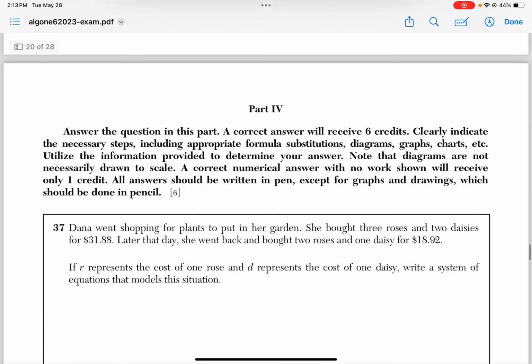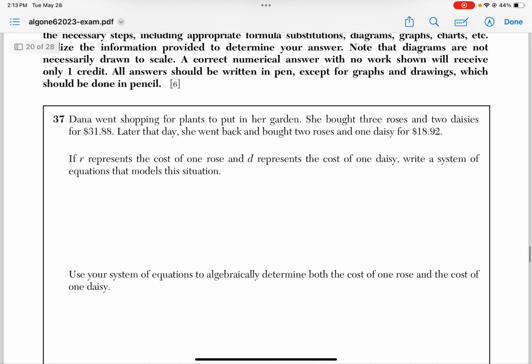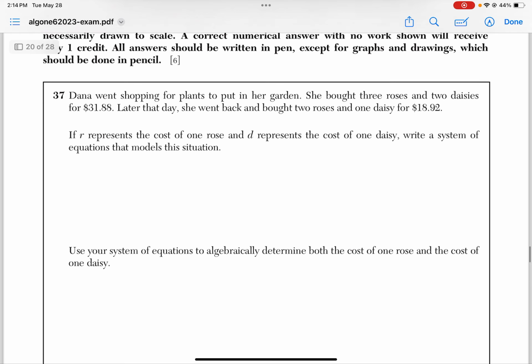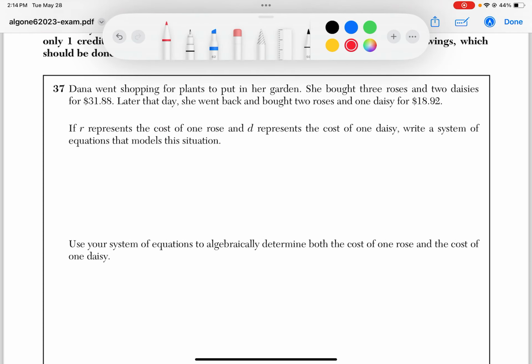One more. The dreaded part 4. So the part 4. Dana went shopping for plants to put in her garden. She got 3 roses and 2 daisies for $31.88, which feels like a lot for flowers, but maybe I just don't know about the flower biz. Later, she went back, bought 2 roses and 1 daisy for $18.92.